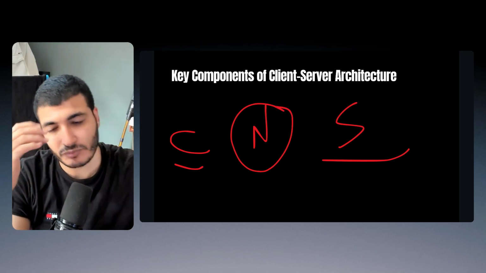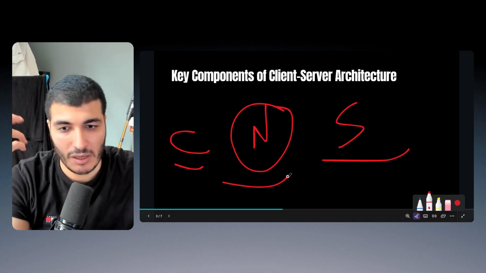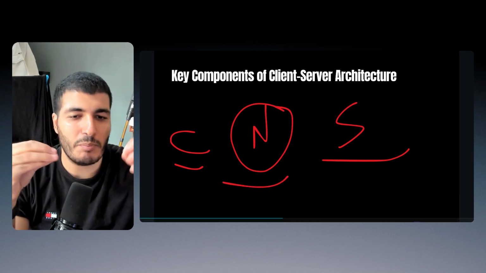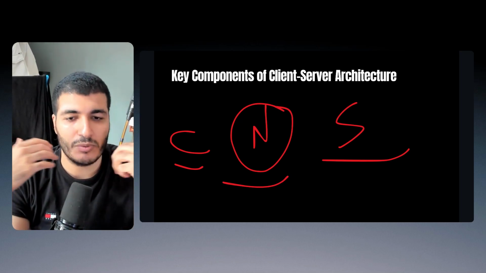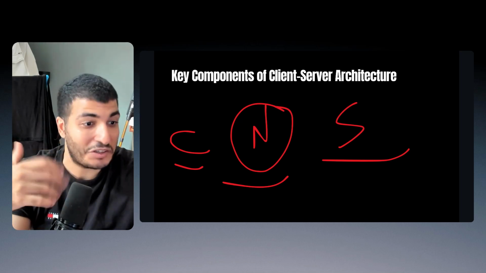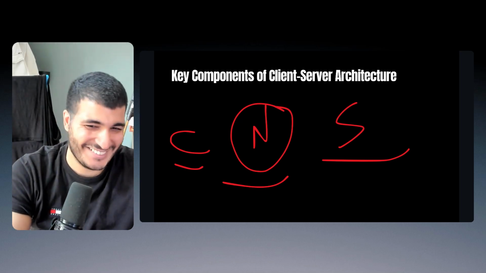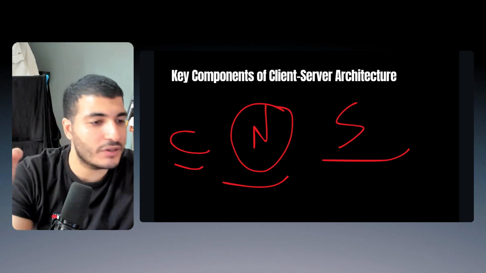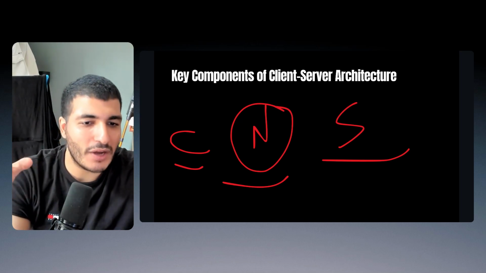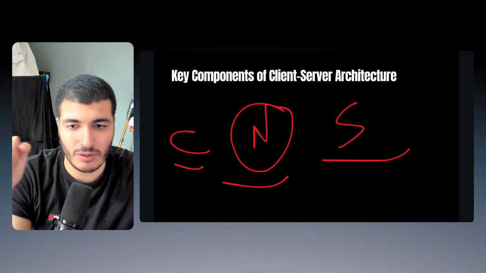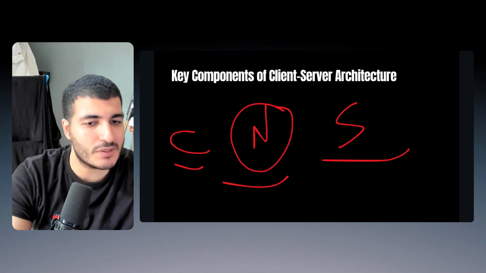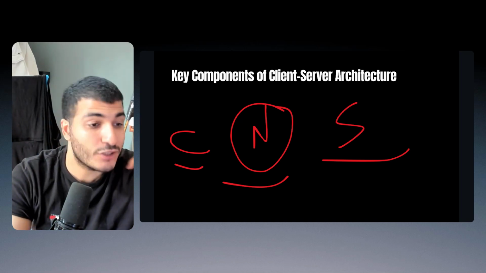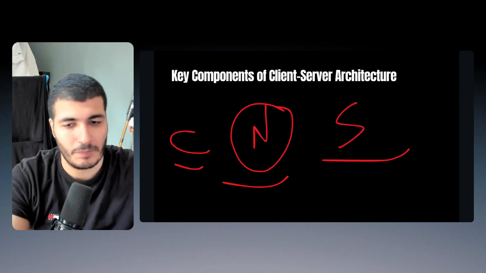Next, we have the network. The network is a communication medium that connects clients to the server. An example for that would be the internet. Or maybe you have a local area network like a LAN, or a wide area network like a WAN. It's the channel through which requests and responses actually travel.